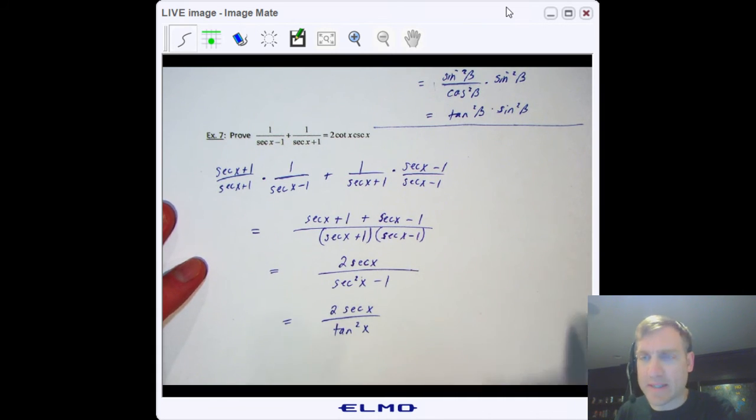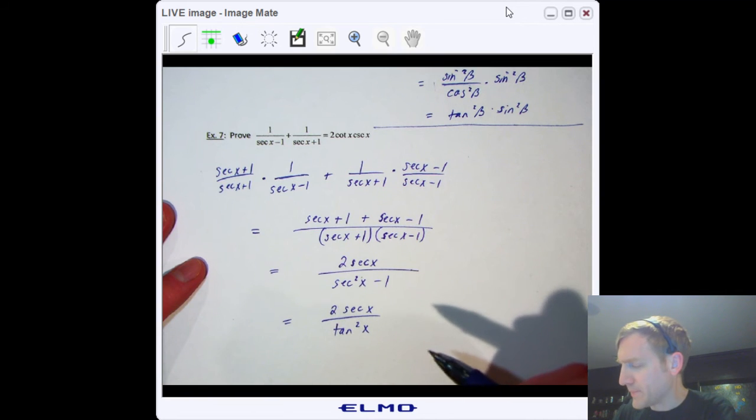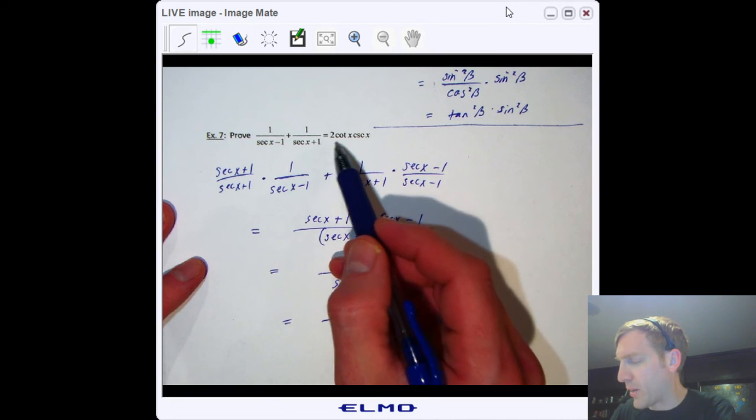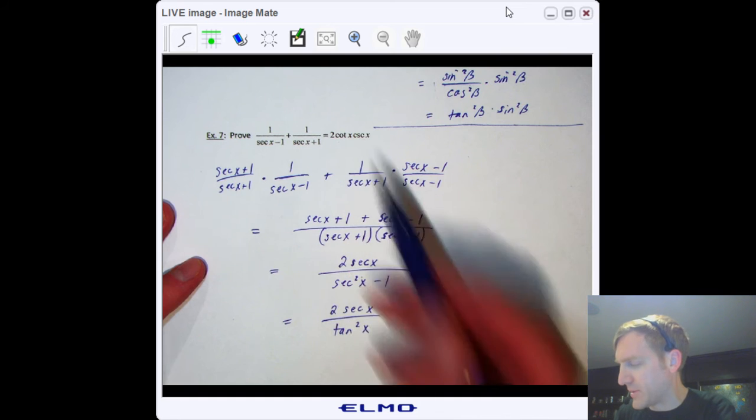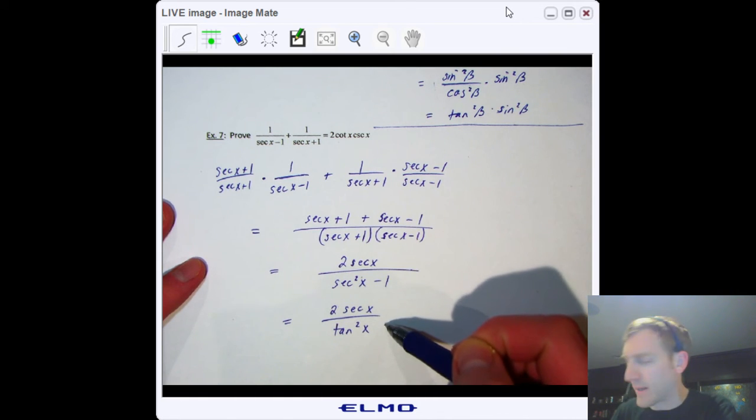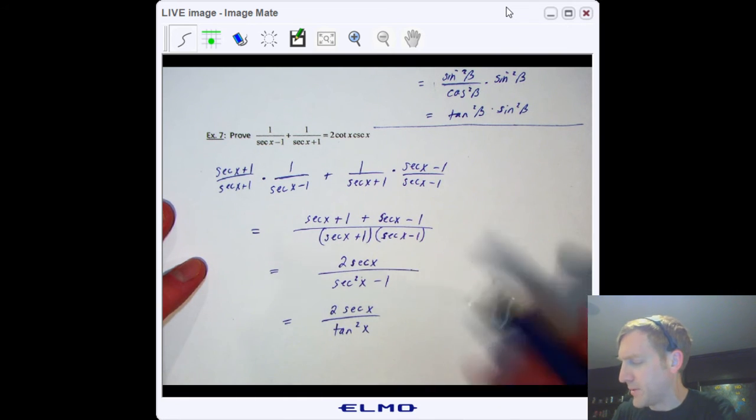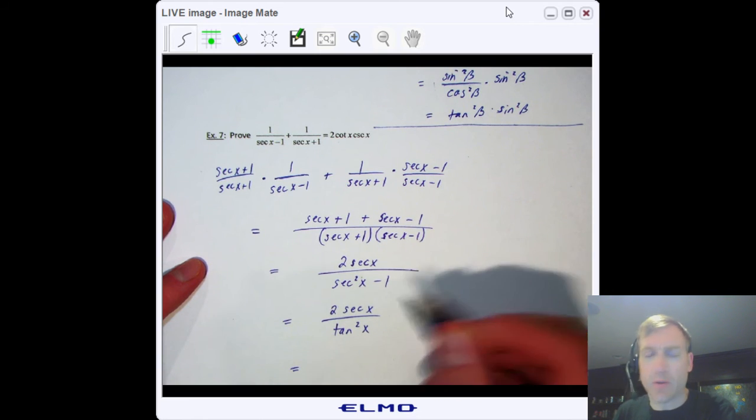All right, now at this point you might stop and say, okay, that looks pretty good. But what do I want to get? I want to get 2 times cotangent x times cosecant x. All right, that doesn't really look like that. I've got the 2, but I don't know what else. Okay, so how do I go from here to here?